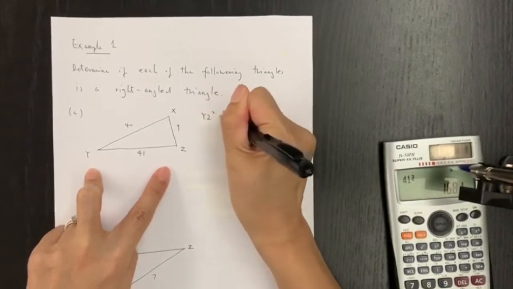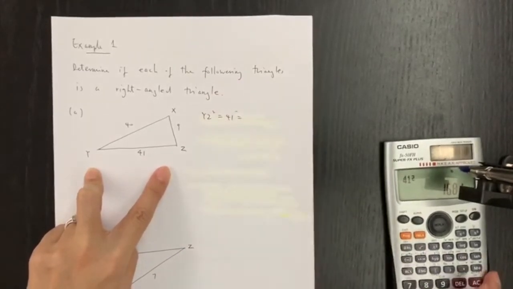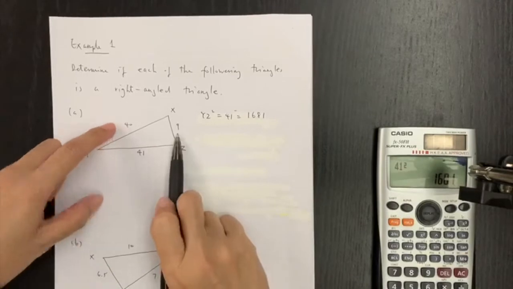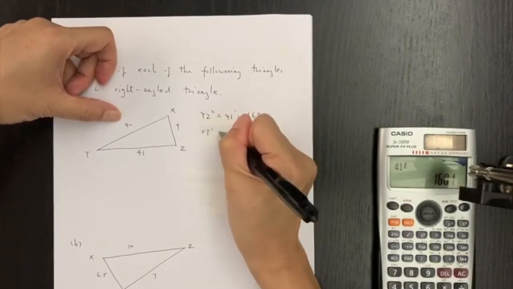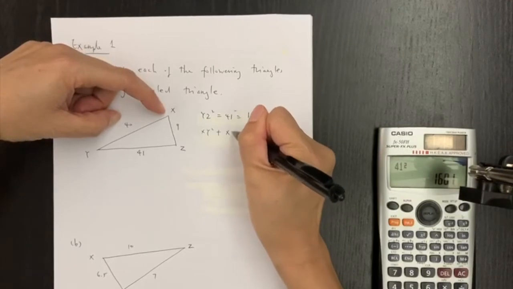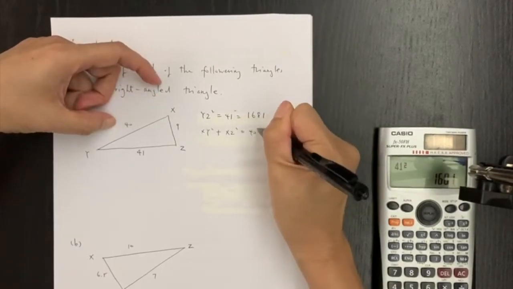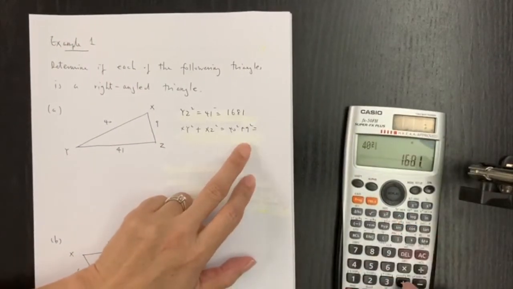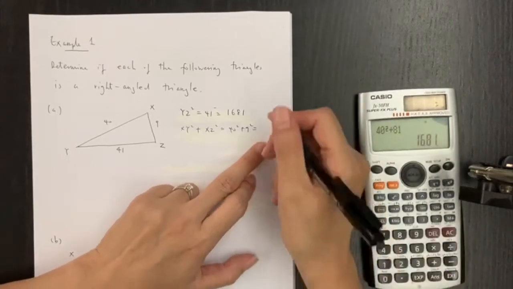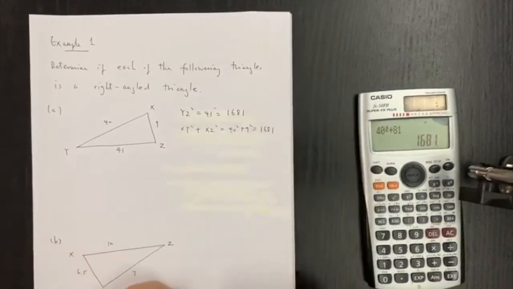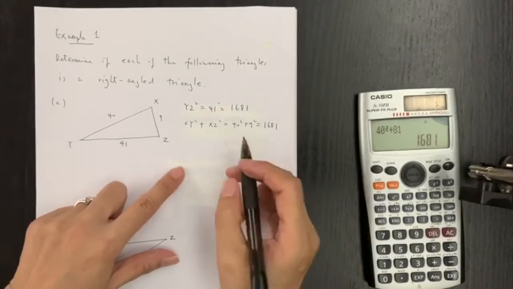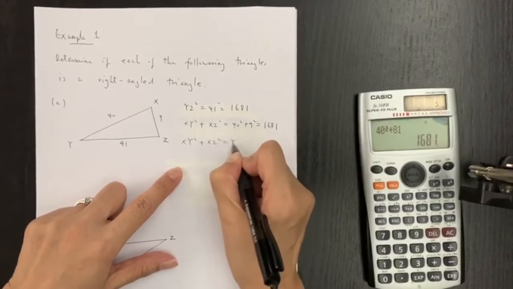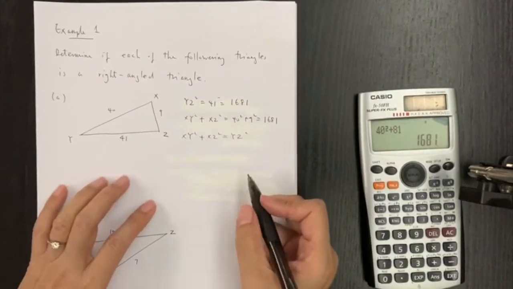So YZ square is equal to 41 square. And what is 41 square? Which is 1681. So therefore, for the other two legs, XY square plus XZ square is equal to 40 square plus 9 square. Then I use the calculator. 40 square plus 81, so we also have 1681. So therefore, we can make our conclusion that XY square plus XZ square is equal to YZ square.